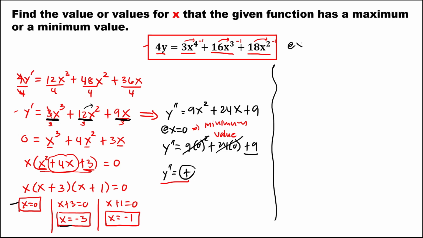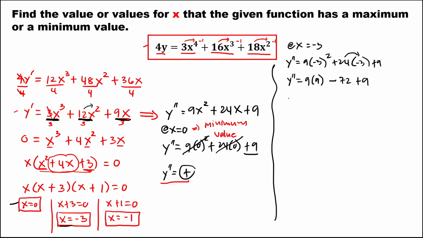Then for x equals negative 3, from the double derivative, 9 times negative 3 to the power 2 plus 24 times negative 3 plus 9. So y double prime equals 9 times 9, since negative 3 to the power 2 is 9. Then minus 24 times negative 3, no, 24 times negative 3, this one is negative 72. Then plus 9.